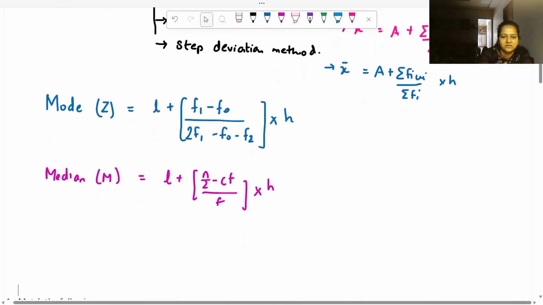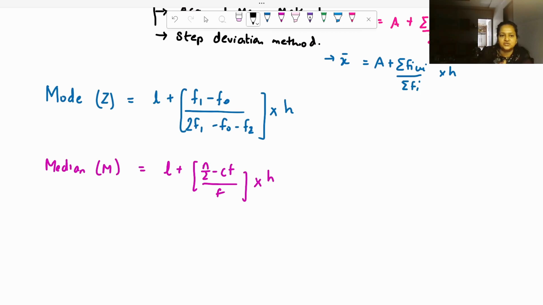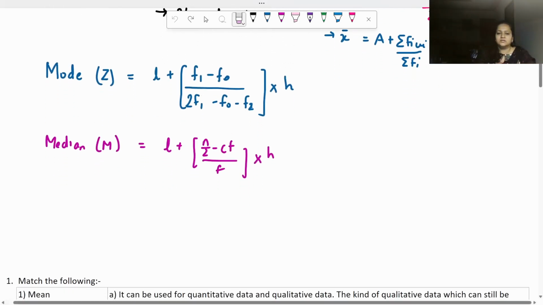That relation is known as the empirical formula. Now, what does the empirical formula say? It gives us the relation between the three central tendencies. The three central tendencies, as we know, are the mean, mode, and median, right? So the relation between the three of them is known as the empirical formula.